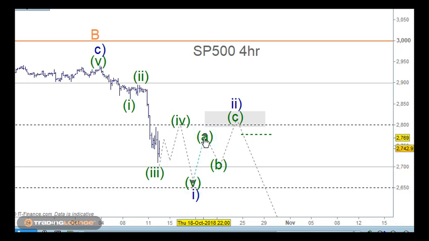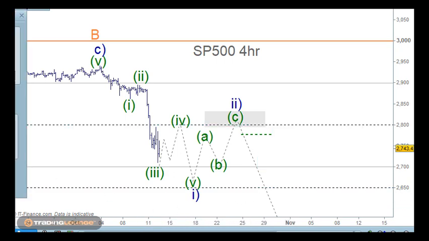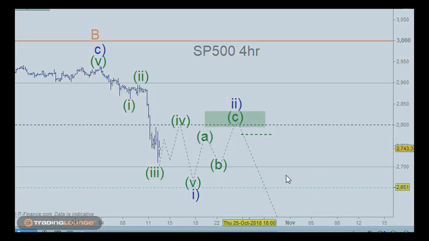So 5 waves for the A wave, 3 waves for the B wave, pulling back 61.8%, and then the wave C here, and then we move down from that point. So selling in this space here would be what we'd be looking at. However, we're a little way off from that position yet, so it's a matter of ducking and diving within all of this particular structure here.